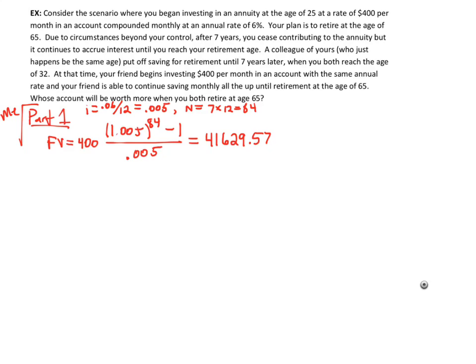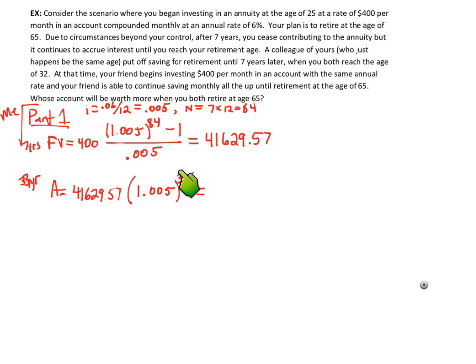Now, this amount right here is now like putting the money in the bank and letting it accrue interest for the next however long, right? From the time I'm 32 until I'm 65. So, part 2 of this is for the next 33 years. That $41,629 is just going to go into a compound interest problem, which is 1.005.